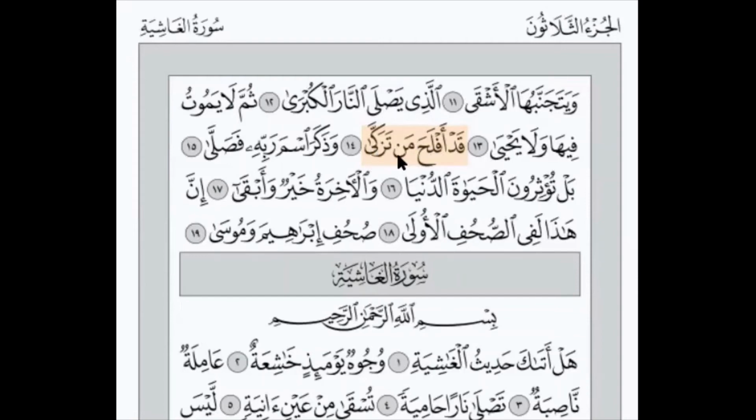Man tazakka. Here we have a noon with sukoon followed by a ta. The ruling here is ikhfa, ikhfa haqiqi. You hide the noon into the ta and you hold the ghunna for 2 counts. The kaf has a shadda, make sure you observe it, and the alif at the end is a natural mad extended for 2 counts.